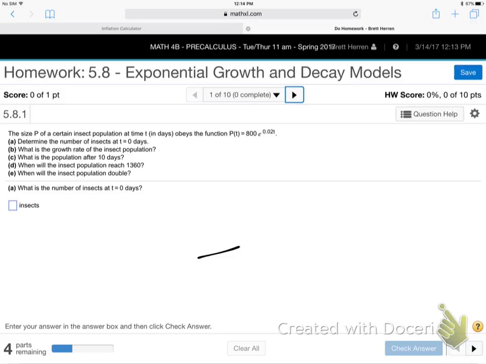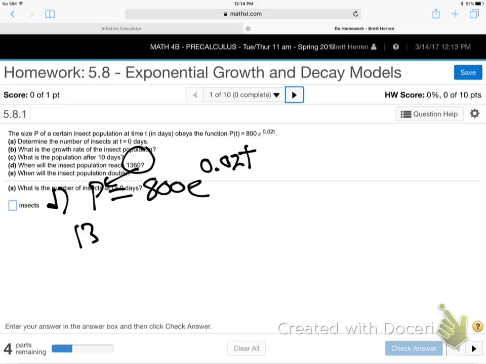So part D. So again, the formula is P equals 800 e to the 0.02 T. All right, so when will the population reach 1360? So that means I just plug in 1360 for P, right? And they're saying when. Whenever they say when, what do they want me to solve for? T. So right, when means T. Or how long? When or how long? They want to solve T. So how do I solve for T?